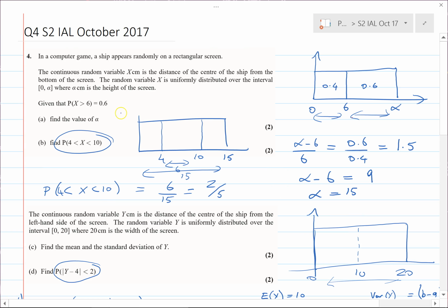Okay, question 4 is about continuous uniform distribution. I tend to draw a diagram for the first part. Part A is over here.